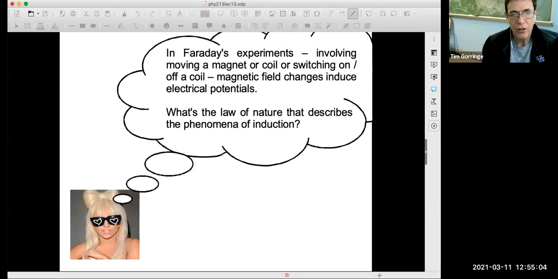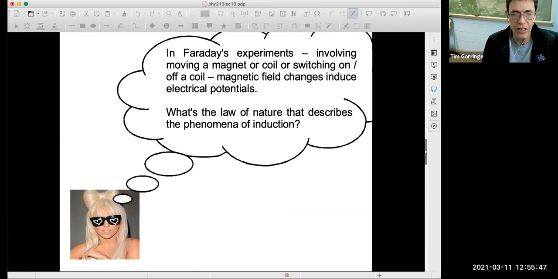So in each of those experiments in the videos, there was a common theme. If you think about the experiments, since the first couple of videos, we were moving around magnets or we were moving around wires. In the last video, we were switching on what we call an electromagnet, a solenoid, and we were switching off an electromagnet, a solenoid. The common thing is that what we were doing by moving magnets to and fro or switching on and off electromagnets was changing magnetic fields.